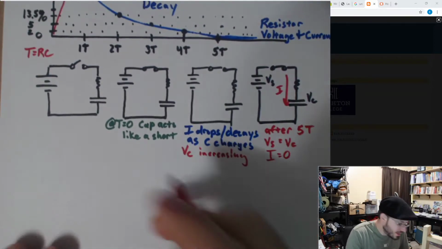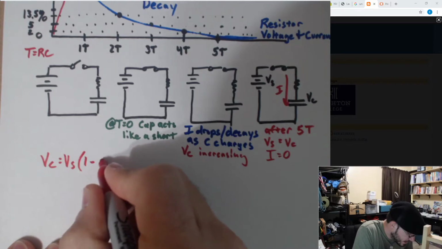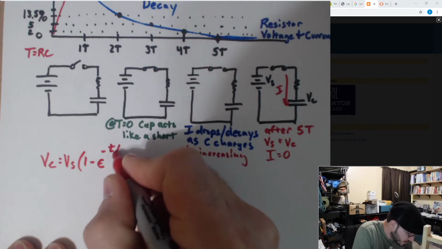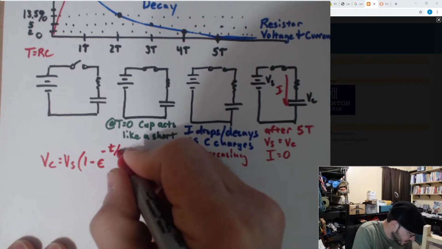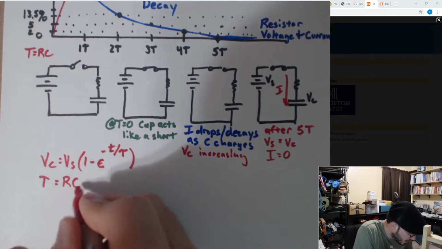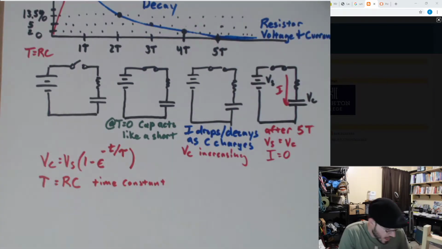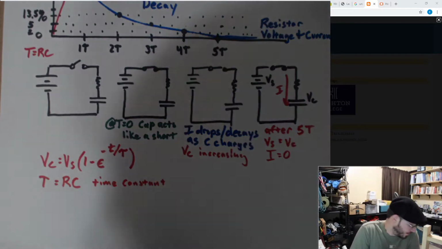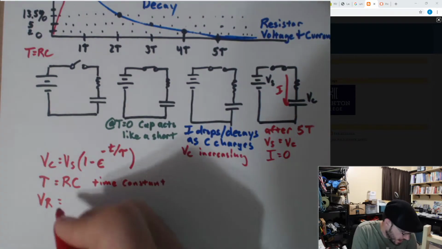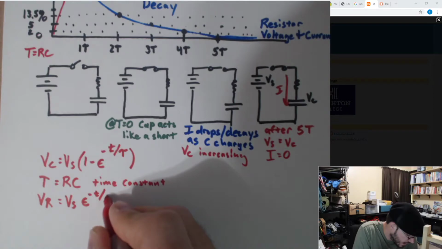Okay, so the voltage across the cap is given by the supply voltage times 1 minus epsilon raised to the minus t divided by the time constant, where the time constant is equal to R times C. The voltage across the resistor, V sub R, is going to be equal to the supply voltage times epsilon raised to the minus t divided by the time constant.